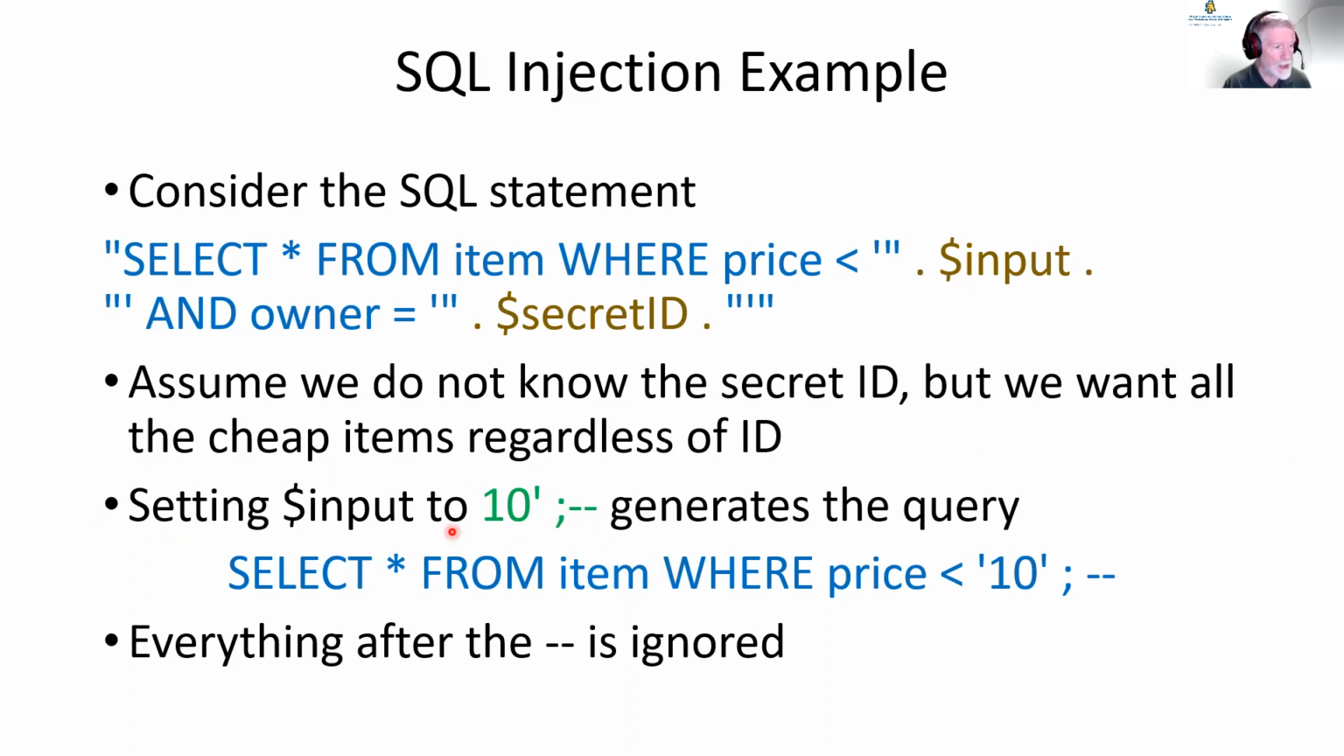So when this is inserted as input, the quote logically becomes: select everything from items where price is less than 10, the end. And the end, of course, is going to be "and owner equals ID," but that doesn't matter because SQL is going to ignore it. It comes after the dash dash. It thinks of it as a comment. And so we've been able to get through here and enter this data.